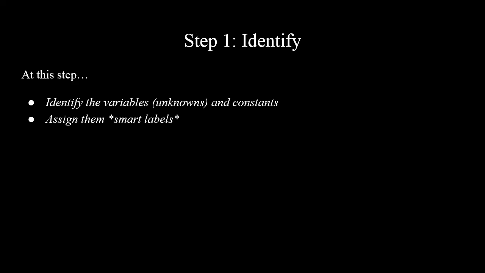So now I can move into step 1, that is the step where we identify. And what exactly are we identifying at this step? We're identifying the variables, the unknowns, and the constants, really the known numbers from the problem. We're assigning them smart labels, and we're assigning them units, okay? So for each variable and constant, we need to make sure we think about what units we're working in, and it should be consistent across everything.